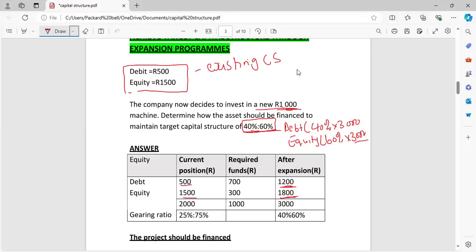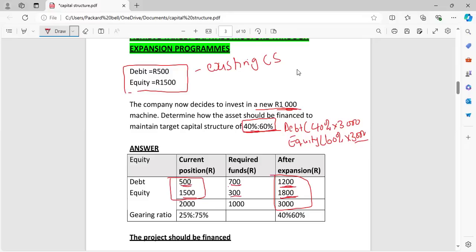So the required funds now is going to be the difference between the current and after expansion, which means once you allocate this column, what you are going to do is to find the difference between these two columns. So that is the required funds from each capital. So in this case, we have 1,200 minus 500. So from debt, we should borrow 700. Then from equity, we should issue shares for 300. That's how the program should be financed.